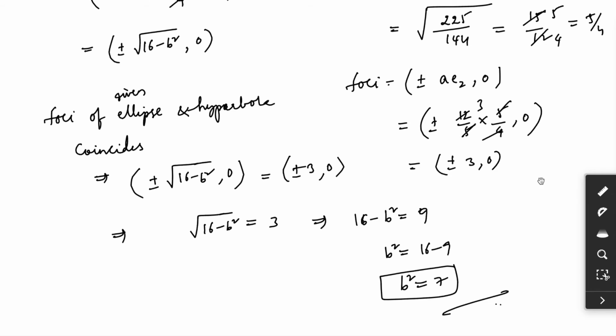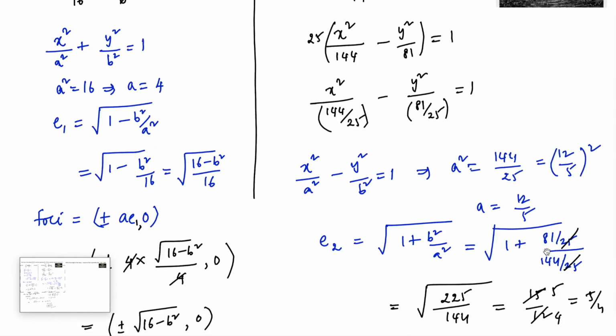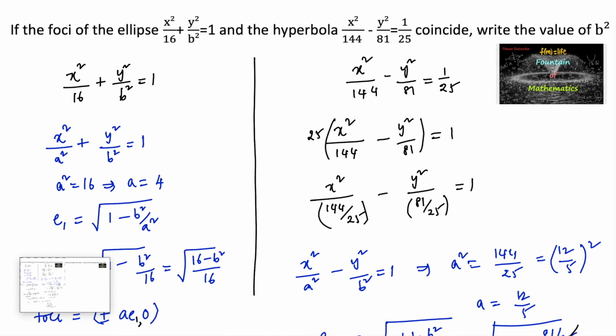So the question is, we need to find the value of b square, so the b square value is 7. Okay.